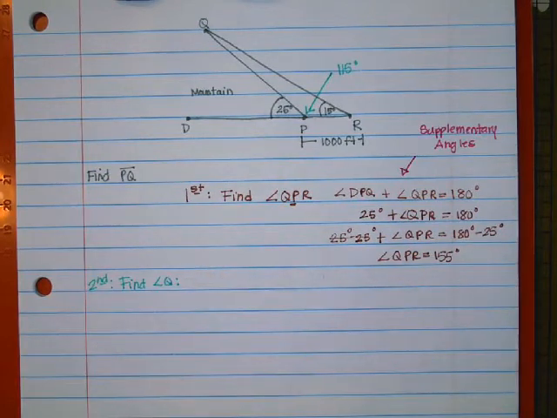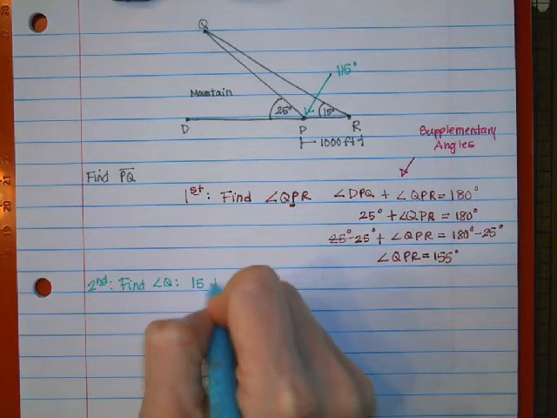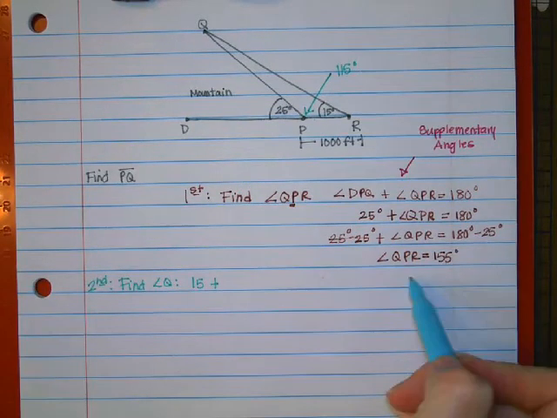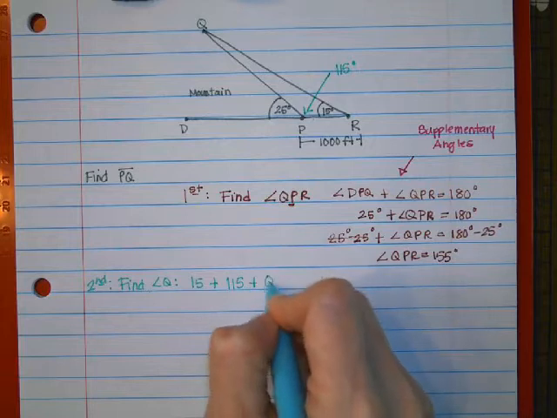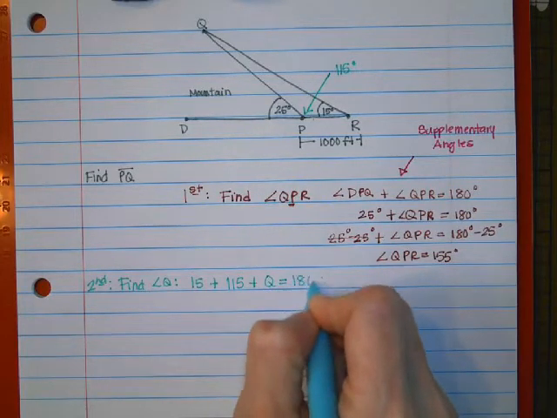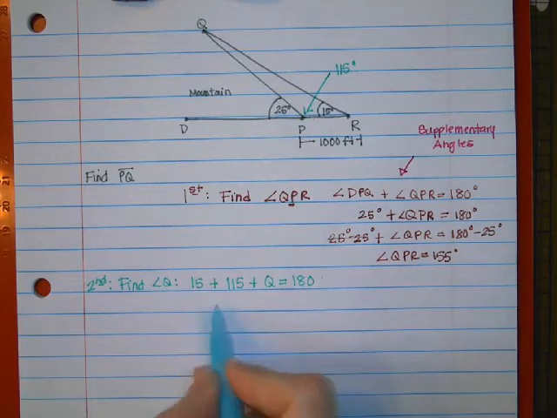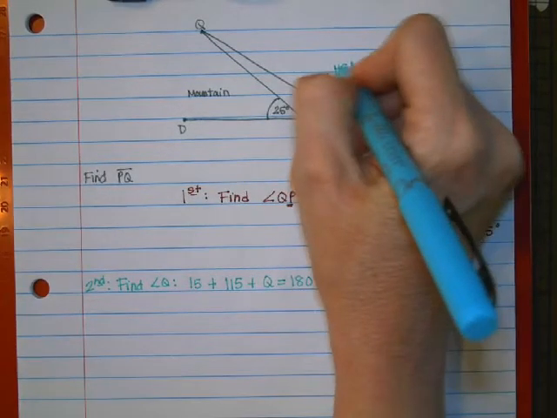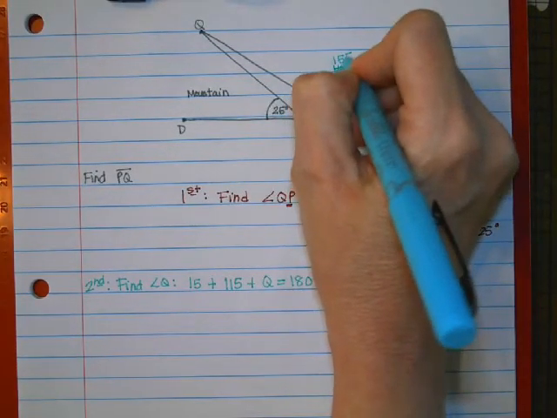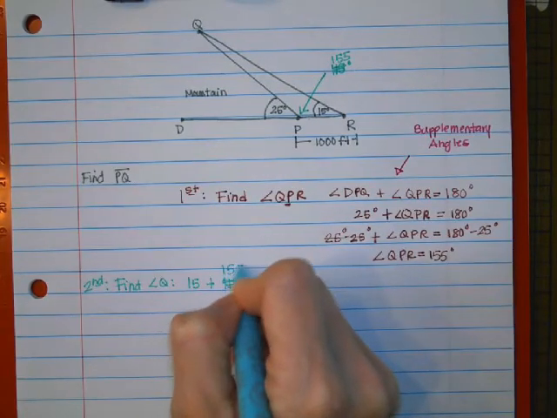Alright, to find angle Q, we do angle R, which is 15 degrees, plus angle QPR, which is 115 degrees. We'll add it to angle Q, and it should equal 180 degrees. Remember, this is our rule for the angles of a triangle. So we'll add our 15 plus our, oh, I put 115. Oh my gosh, I copied this wrong. 155. It did not look right.